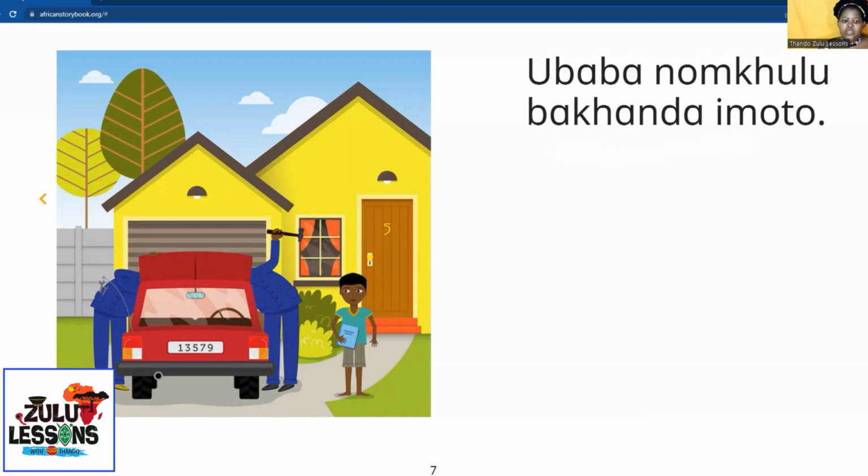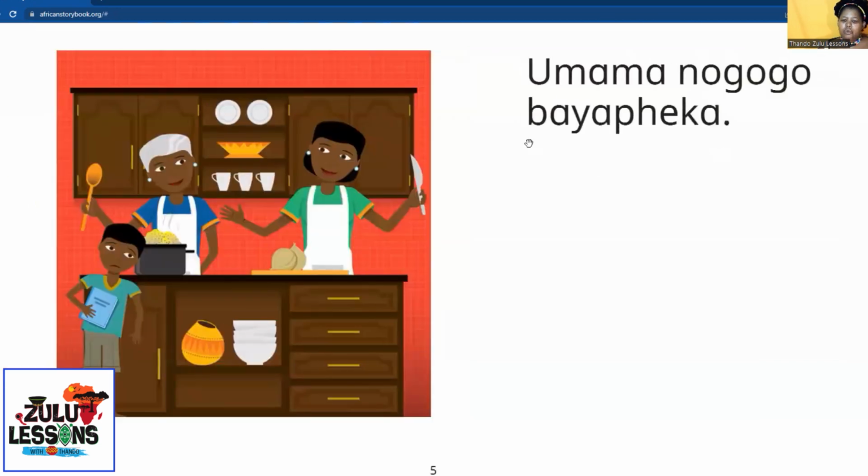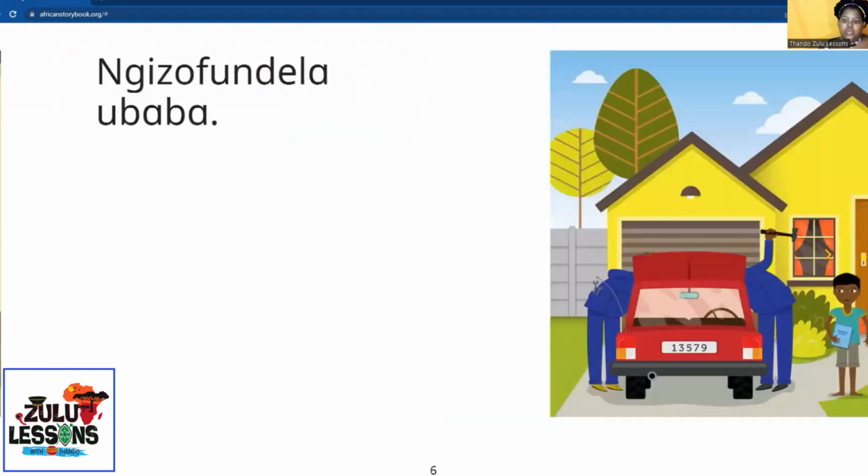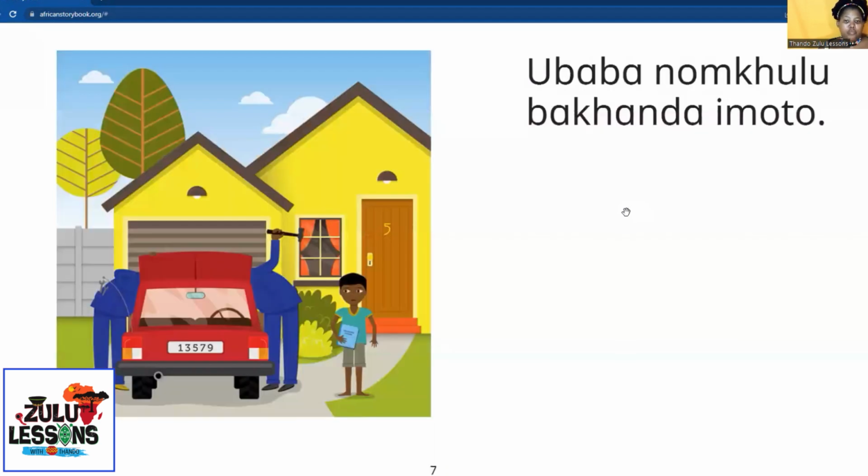Look at the one we just read. Umama nogogo bayapheka. So these two people, they are cooking. We have ya here because we are not continuing with the sentence. We're not even sharing maybe what it is they are cooking or who they are cooking for or where they are cooking. We're just simply saying they are cooking. Now look here. We are saying father and grandfather, they are fixing or repairing the car.